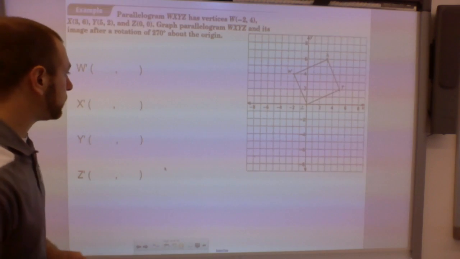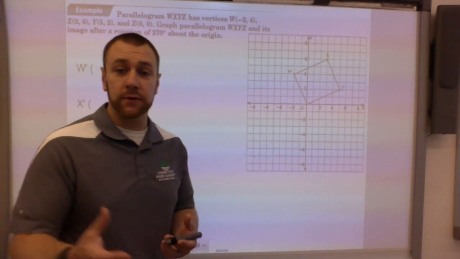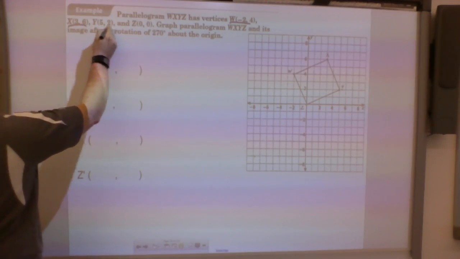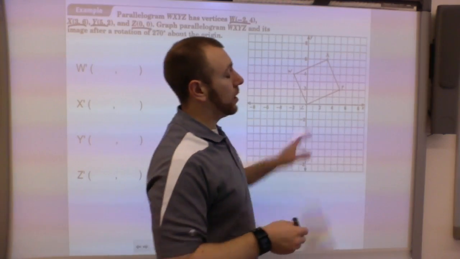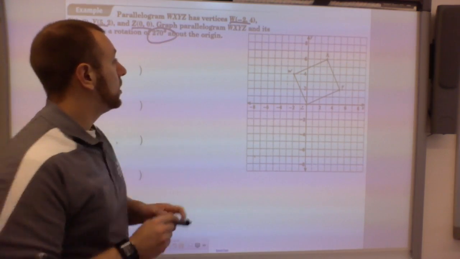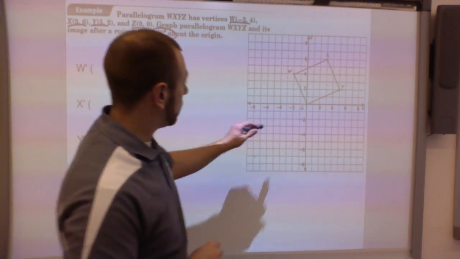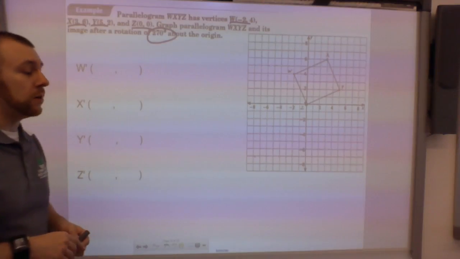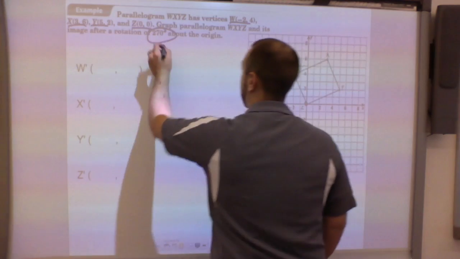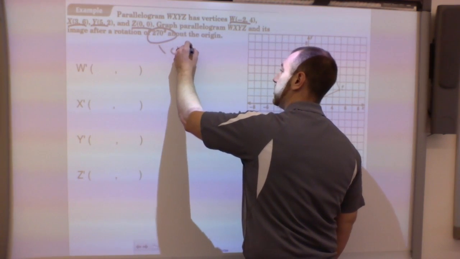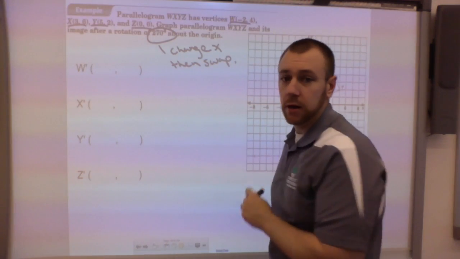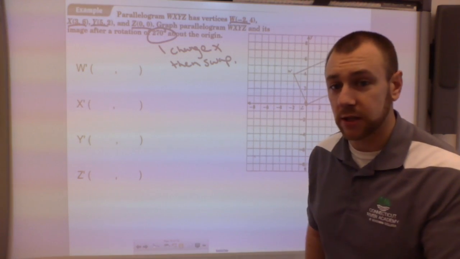So in this case, we have a figure, and if you don't have this figure drawn, please draw it in, where W, X, Y, and Z are plotted on your coordinate plane. Now we're rotating it about the origin, so we're always going to be about the origin, the point in the middle, (0, 0), 270 degrees. Well, 270 degrees tells me that I'm going to change x, then swap. Okay, so 270 degrees, change x, then swap the coordinates.